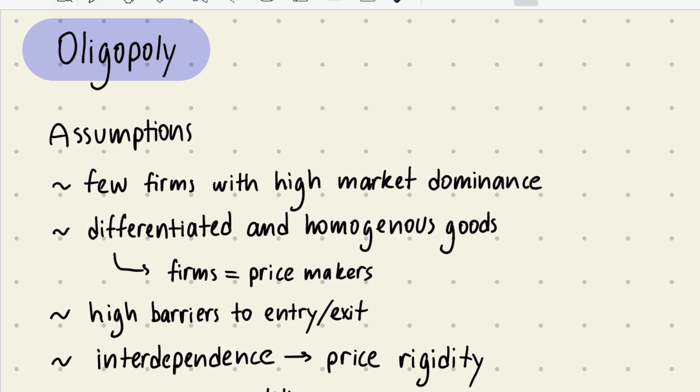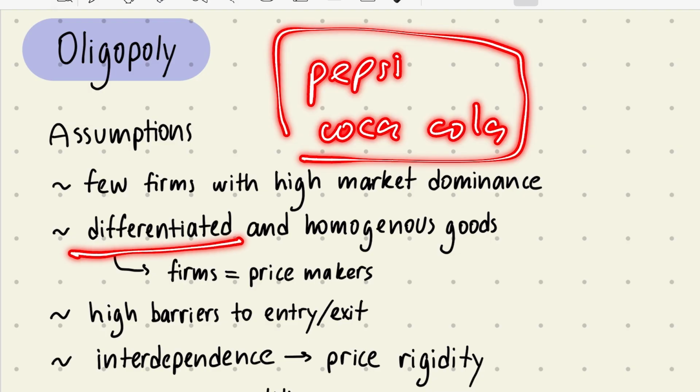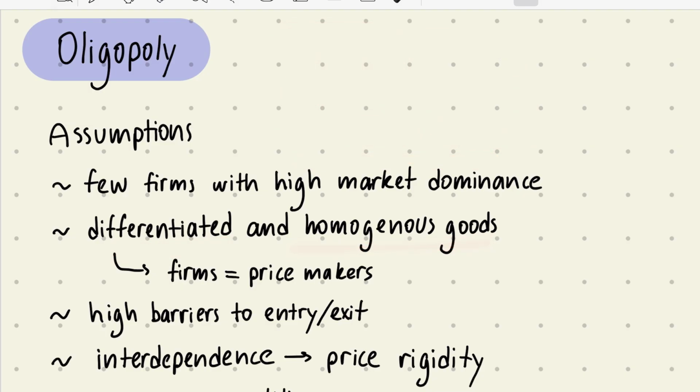So you could have differentiated markets like the soda market with Pepsi and Coca-Cola as an example of a market with differentiated goods. But you could also have a homogeneous goods market like the oil market, right? So oil is a type of product where it doesn't matter if Exxon, ExxonMobil, or Shell makes it. It's a homogeneous good.